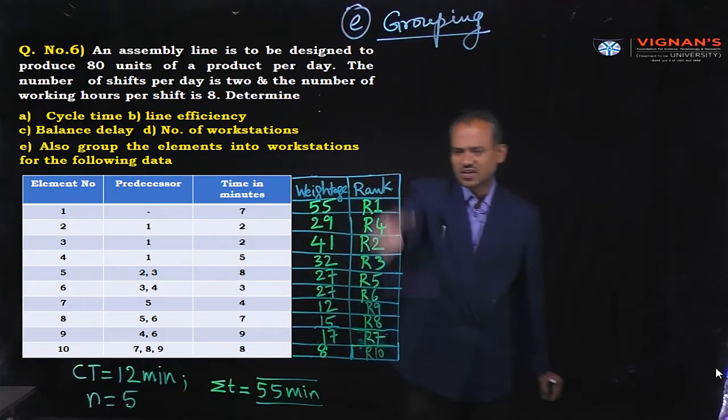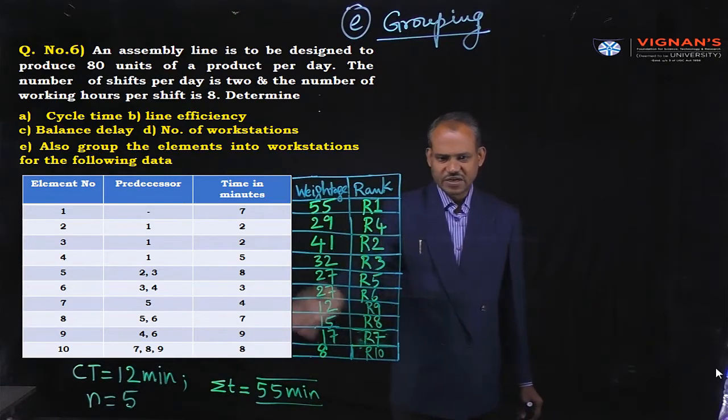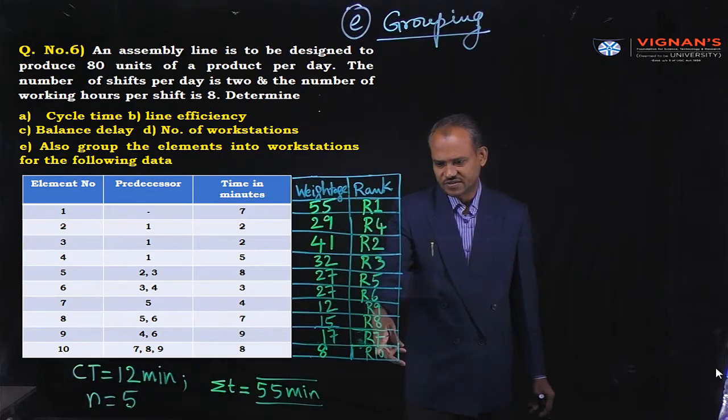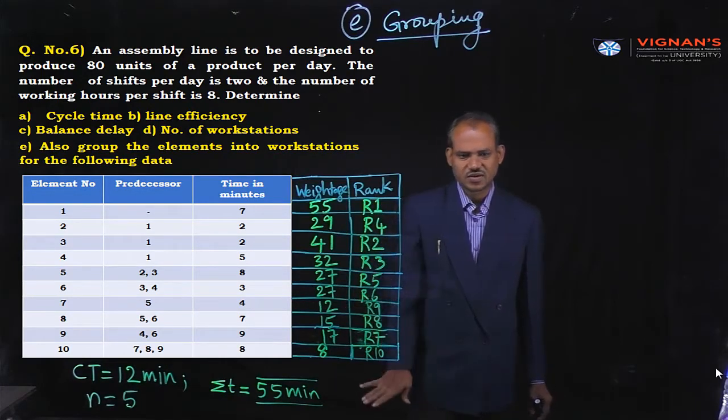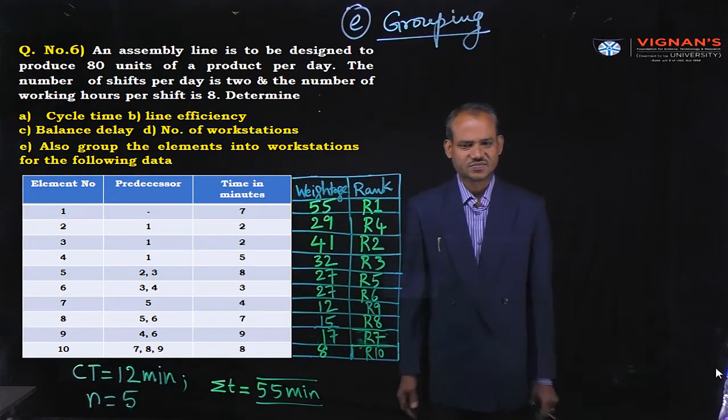So these are the ranks. It should be 10 ranks. Observe, because we have 10 work elements, therefore the ranks should be 10. All are covered: 1, 2, 3, 4, 5, 6, 7, 8, 9, 10. Okay. Tallied. We have determined ranks.